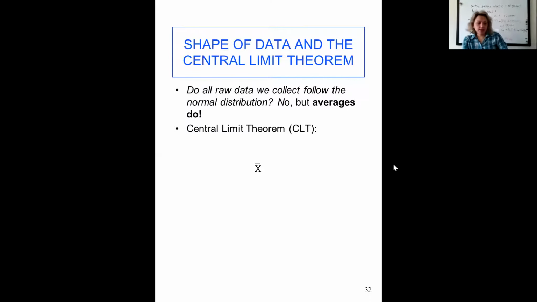So the next thing that we want to look at is the shape of data and the central limit theorem. Central limit theorem is very important. It's like you are trying to centralize all the data points that you have. So we collect all the raw data and it follows the normal. We want to know if all of the data points that we collected follow the normal distribution.